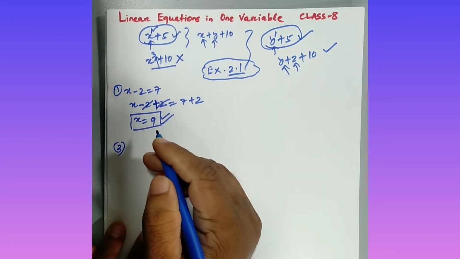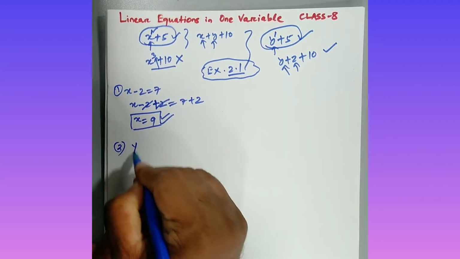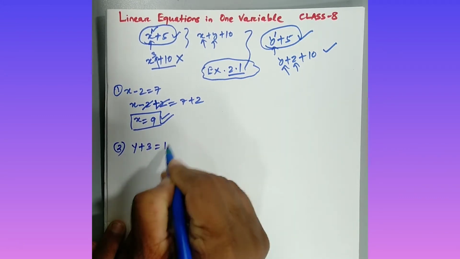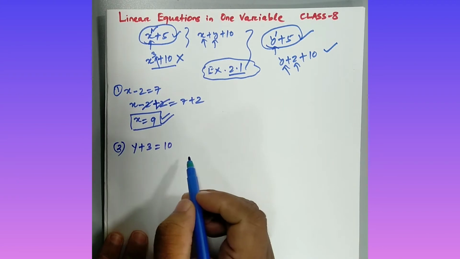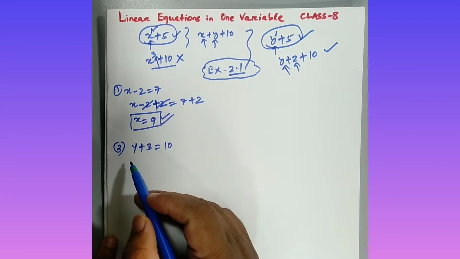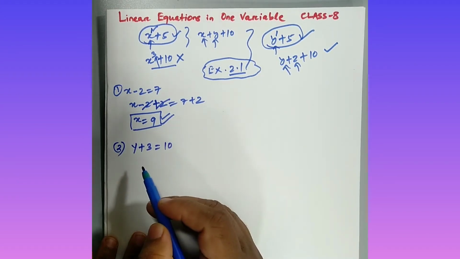What is question number 2? y plus 3 equal to 10. Look here, y plus 3 is equal to 10. Same thing: you have to write y on the LHS side. You have to write y. How can you write y?